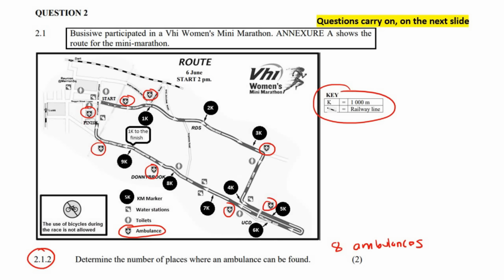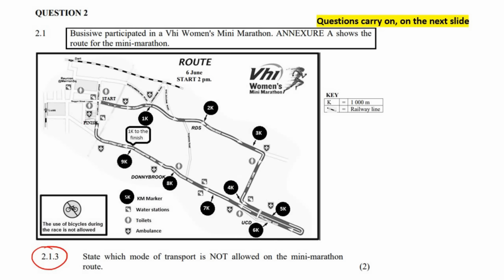8 ambulances. This question says, state which mode of transport is not allowed on the mini marathon route. Here we can see the use of bicycles is not allowed, okay? But you can take a car if you want to and go do some donuts over there while everyone's running. No, I'm joking. But it says no bicycles, okay? So no bicycles.